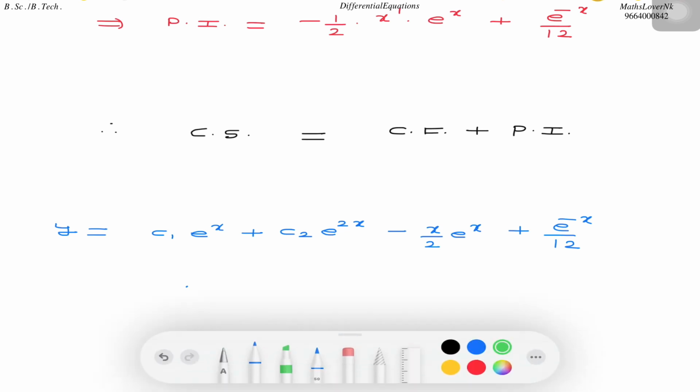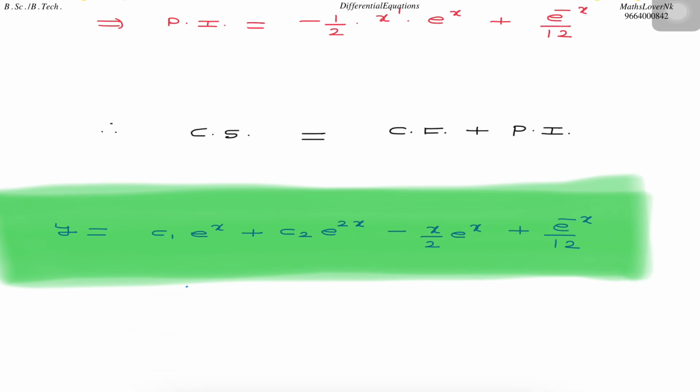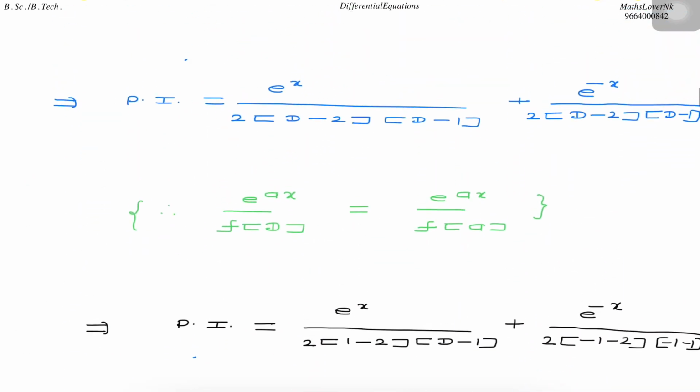I think you understand how we can solve the given question using algebraic identities and the auxiliary equation. Now our lecture is finished.